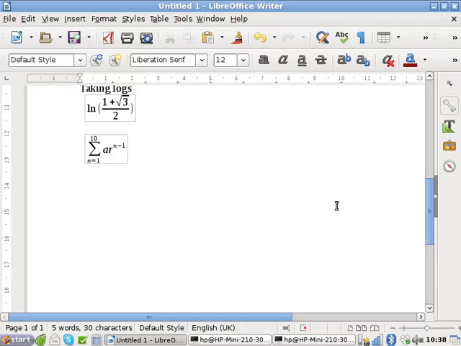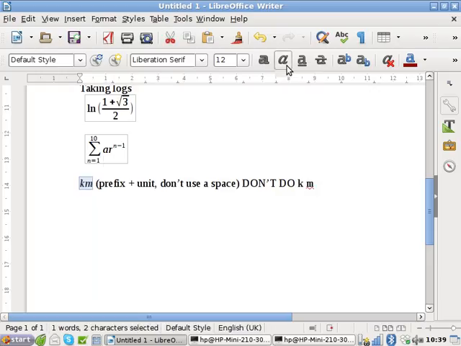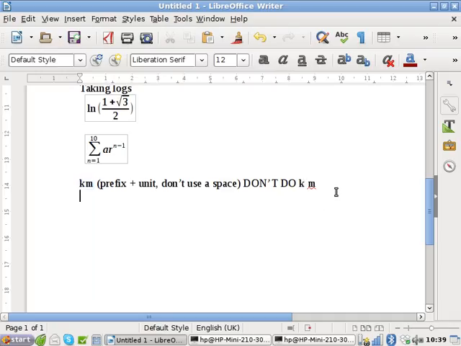Yeah. So for example, typing in something like kilometers, that's fine, just km. You might want to write these rules down. When there's a prefix plus a unit, don't use a space. So in other words, don't do K space M. The K and the M shouldn't have a space. And also, don't use italics. The unit should never be in italics. So don't use italics, don't use a space between K and M.